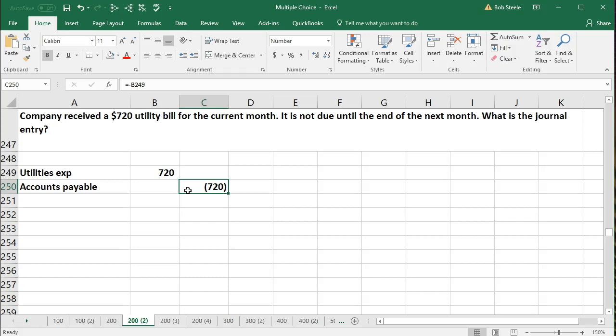They could also ask you what is the impact on something like net income. And we know that utilities here is an expense, and that's going to increase the expense. Net income is calculated as revenue minus expenses. Therefore, an expense going up brings net income down. They could ask you what happens to a liability account, and we could build this journal entry without double checking that this is an increase in the liability, and then go back and say, well, liabilities have a credit balance, we are increasing it with another credit.